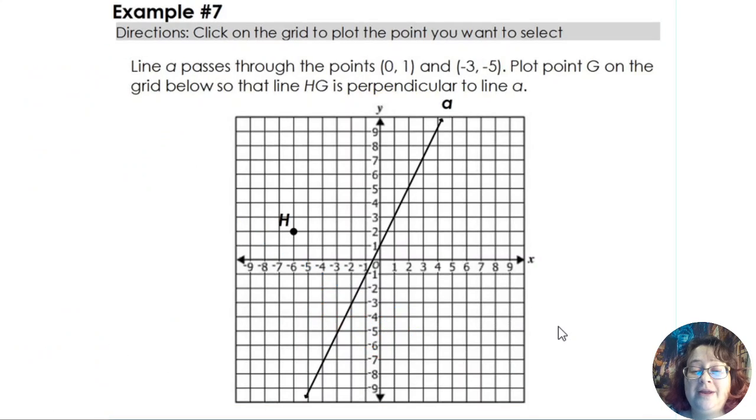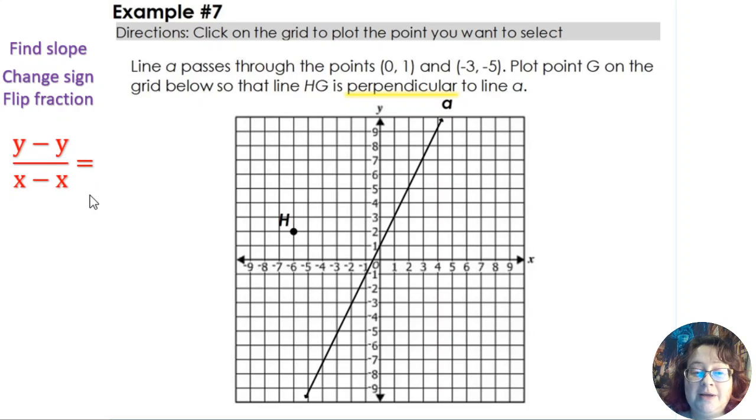What about plotting a point on a perpendicular line? Let's try that. Line A passes through points 0, 1, and -3, -5. Plot point G on the grid below so that line HG is perpendicular to line A. Again, I'm going to underline perpendicular. That's my important word. It doesn't give me slope, so I have to find it. And then, because it's perpendicular, I change the sign and flip the fraction. Since it gives me my points, I can use my formula. Y minus y over x minus x, y, 1, minus y, -5, over x, 0, minus x, -3.